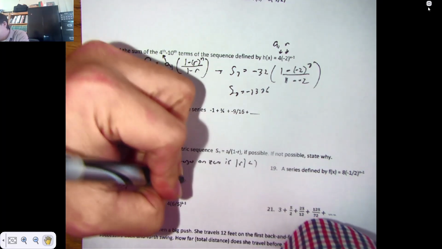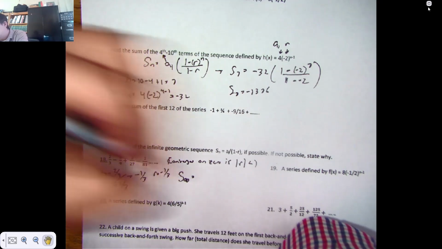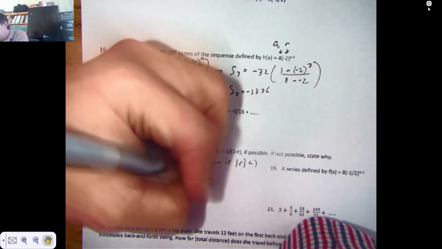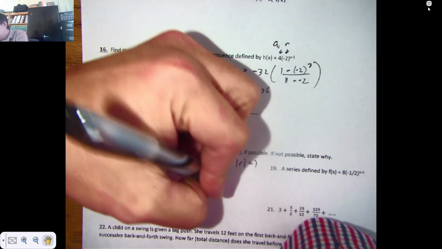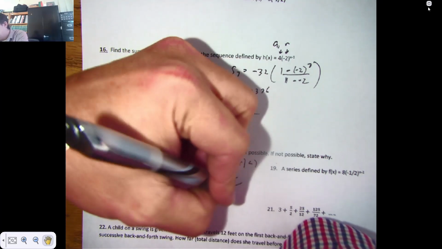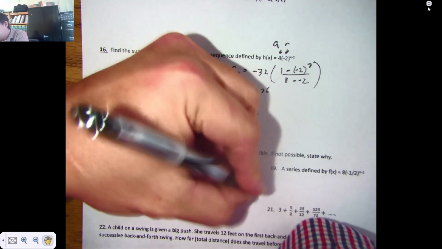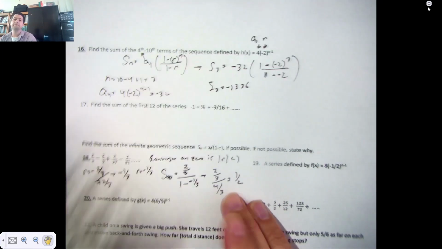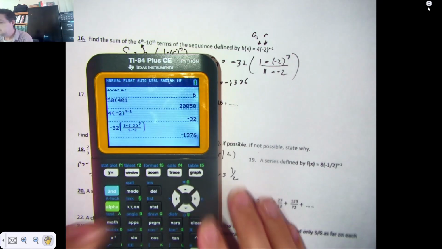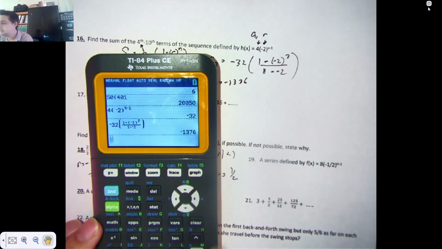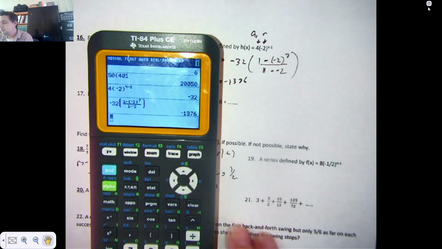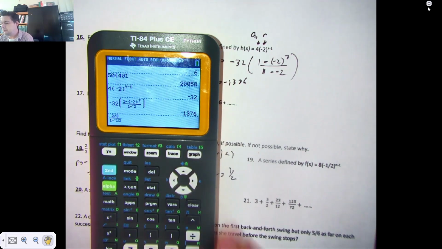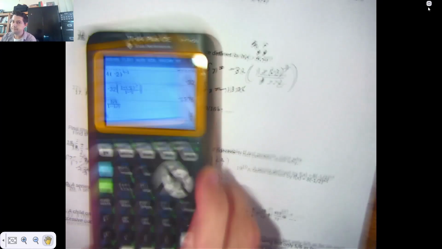So the sum of an infinite number of things is the first term, 2/3, divided by 1 minus a negative 1/3. This becomes 2/3 over 4/3, which is a half. Don't believe me? Push them buttons. Math, number, numerator over denominator. 2 over 3 divided by 1 minus a negative 1 over 3 is a half.